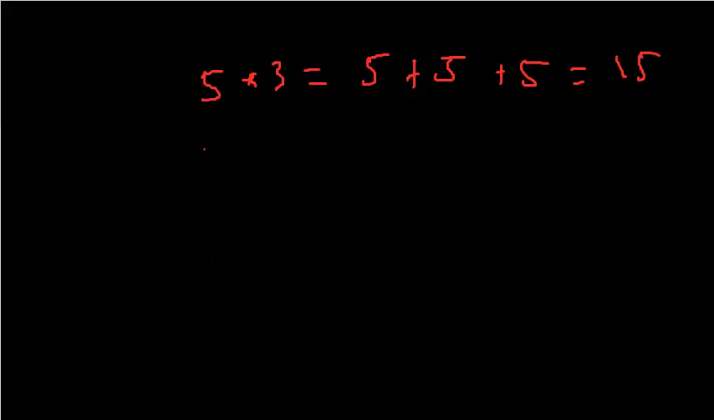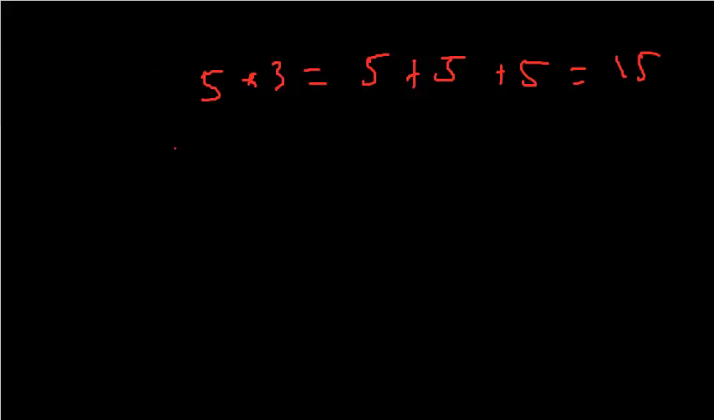Let's take a look at some multiplication. If I have 5 times 3, right, what that is saying is I have 5, 3 times. 5 plus 5 plus 5, right, giving me a total of 15. Alright, multiplication is just repeated addition.